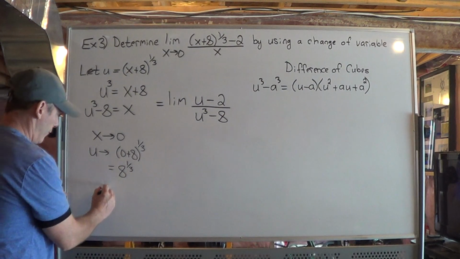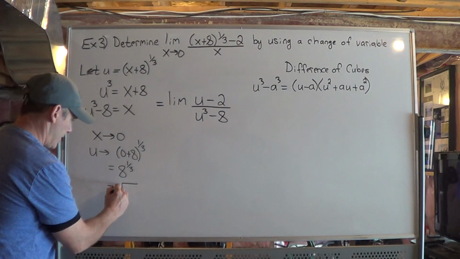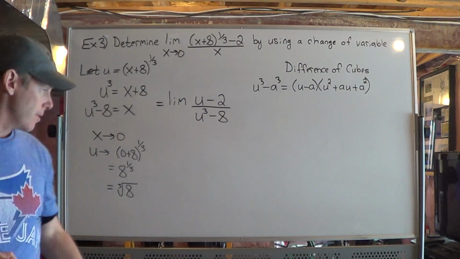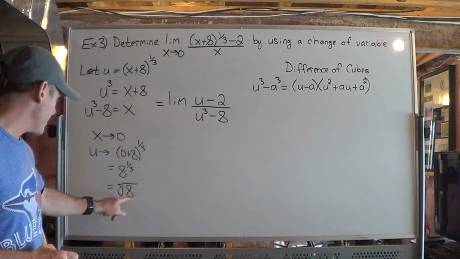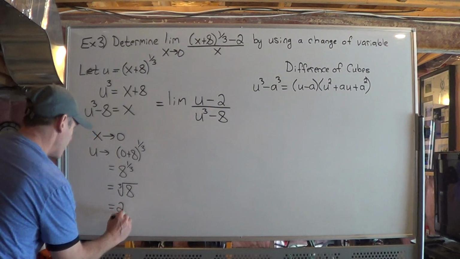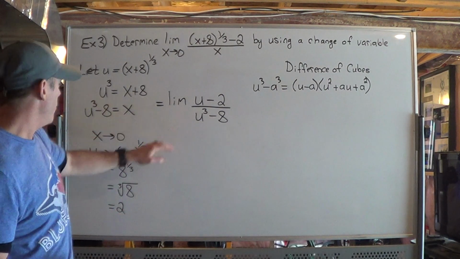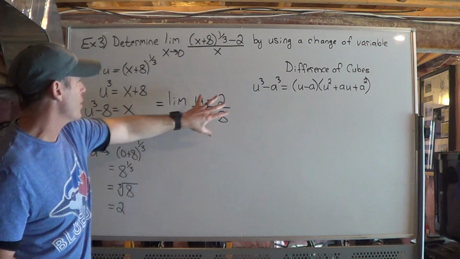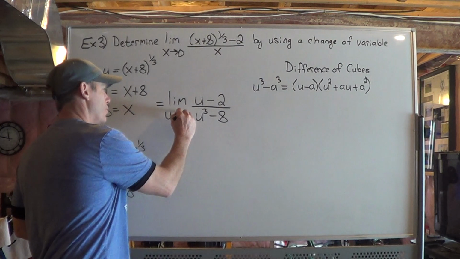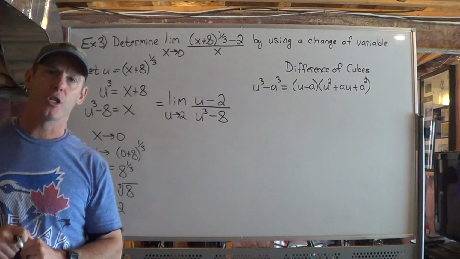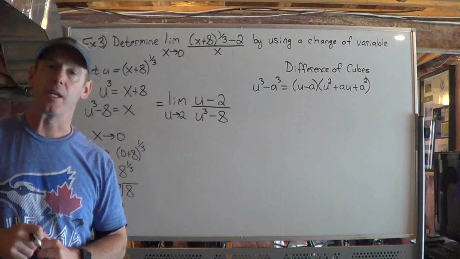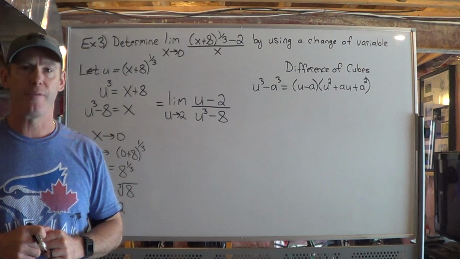Which is just 8 to the 1/3. And hopefully you can remember that really means we're finding the third root of 8, which means what number times itself 3 times will give you 8? Well, the answer is 2. And so our limit now, instead of x approaching 0, because we're dealing with u's, is as u approaches 2. So there we've just switched our variable. But we still have the problem in that our denominator is equal to 0. So it's undefined, can't figure it out.